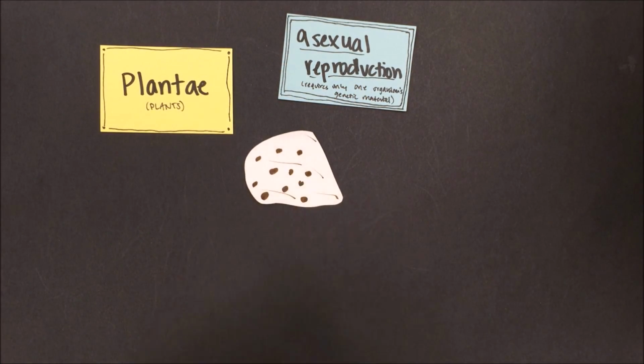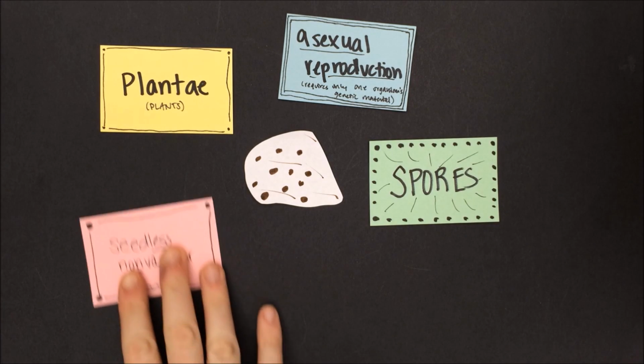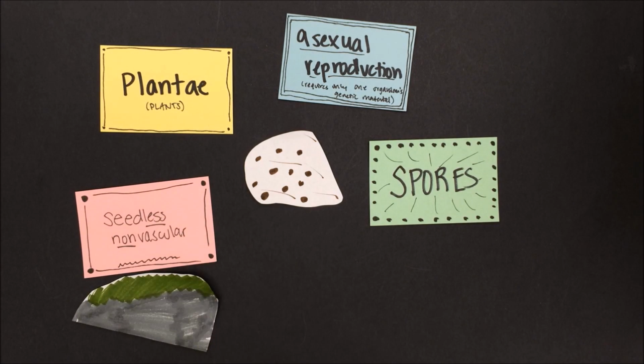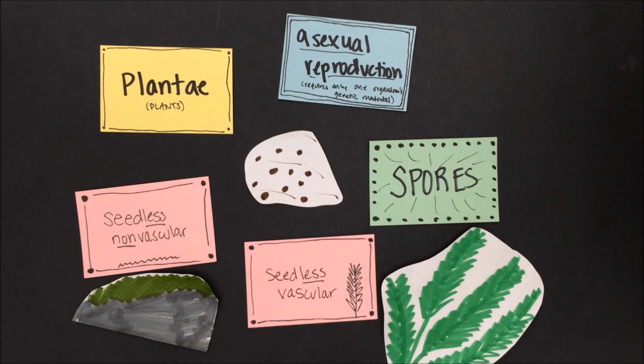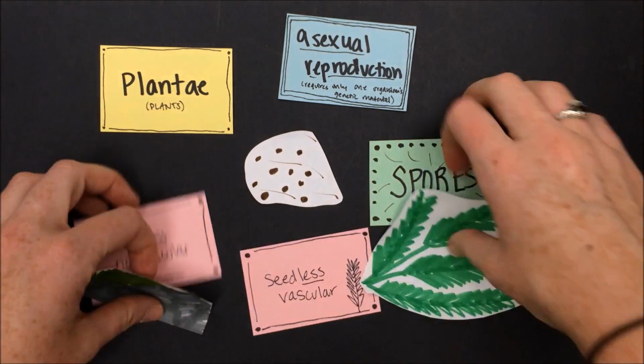This means that they use spores. The kinds of plants that do this are seedless non-vascular plants, such as mosses, and seedless vascular plants, such as ferns. These are some of the earliest plants to appear in the fossil record. Asexual reproduction is less complicated, evolutionarily speaking, than sexual reproduction.